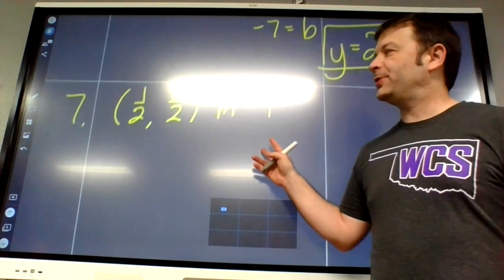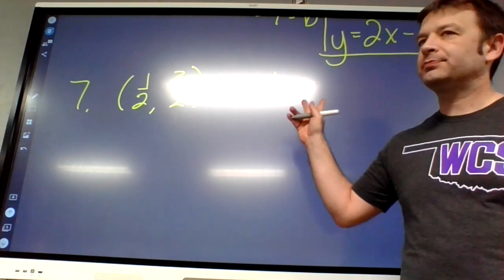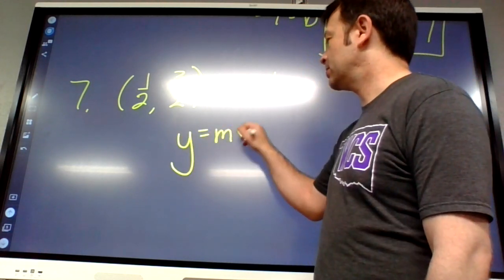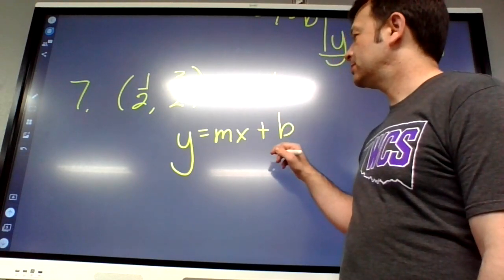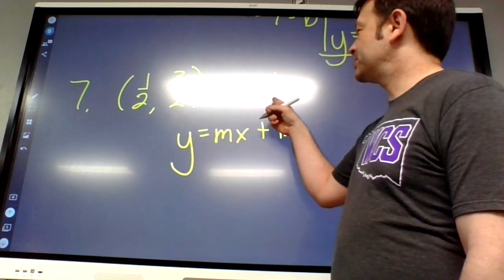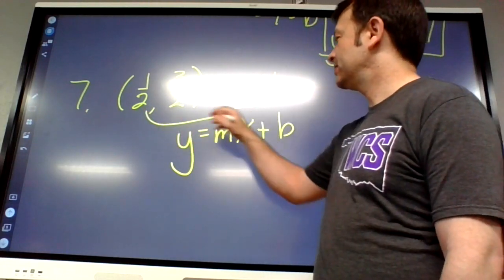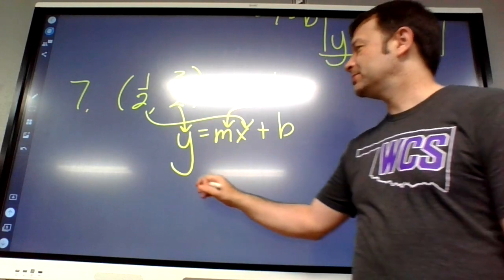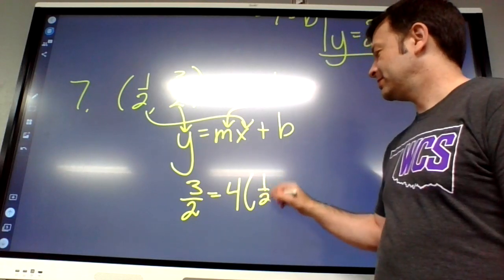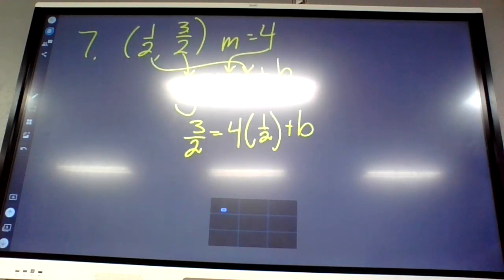All right. So what did I do first? You put it into the y equals mx plus b. Yes. So what goes where? The slope m goes into the m. 1/2 goes into x, and then. Now what? And then you multiply.